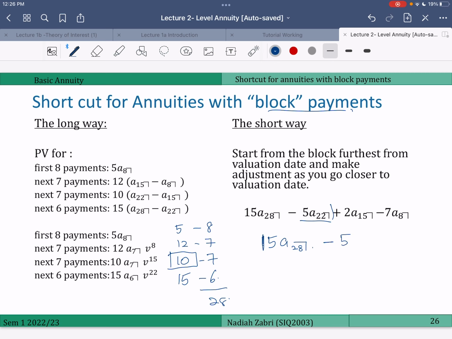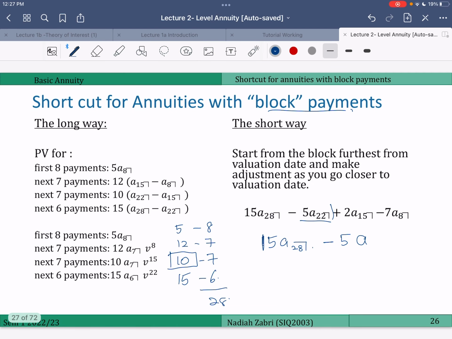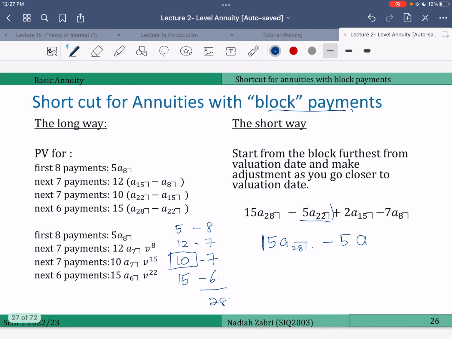So we minus 5, not just for the third block, we minus 5 for all blocks earlier than, all blocks that are before the fourth block. So all blocks that are before the fourth block, we reduce by 5. So now all of them, the level payment is 10. Okay, so we reduce for all.